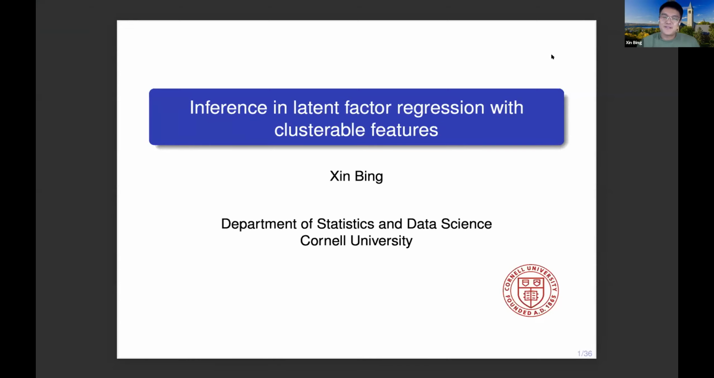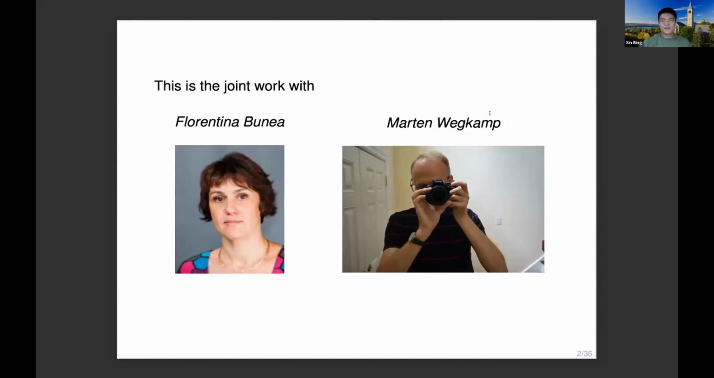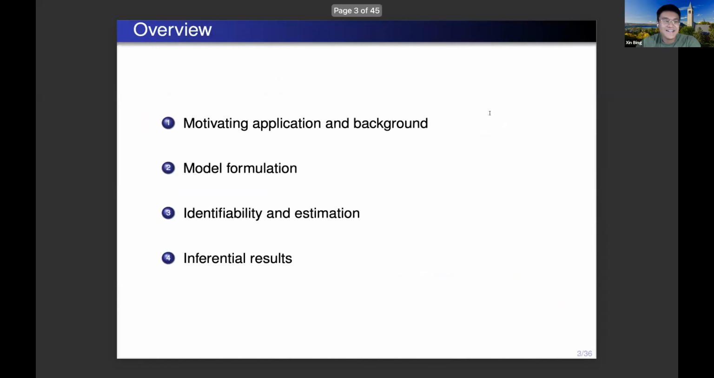So my talk is about inference in latent factor regression with clusterable features, and this is joint work with my lovely advisor, Florentina Bunea, and Marten Wegkamp. Even though the picture of Flori seems not that lovely, she's a very lovely person. The overview of my talk consists of 4 parts. I'll start with a motivating application and some background of the model. Then I'll start officially with the model formulation, followed by some identifiability issues and the estimation procedure for the parameters of our interest. And then I'll conclude with the final inferential results of the model.